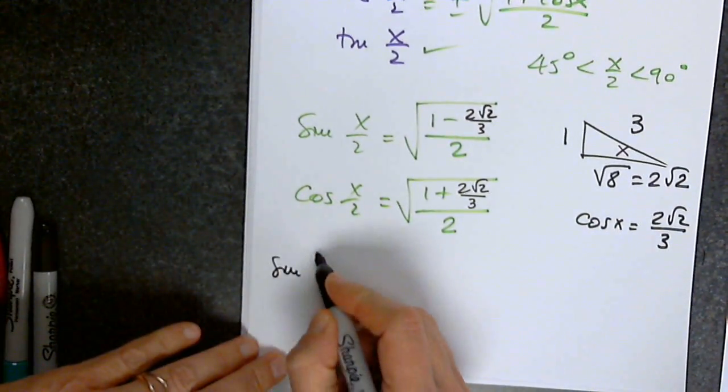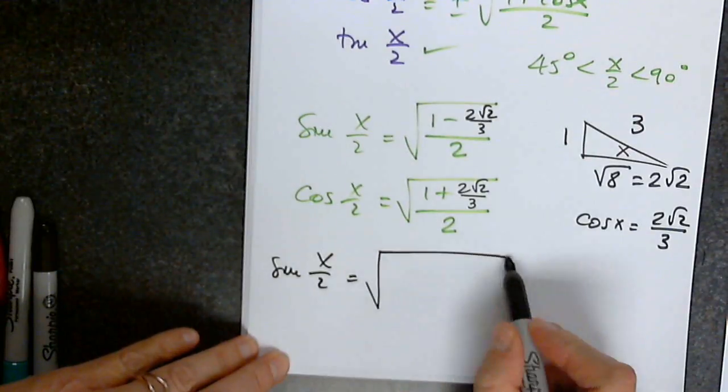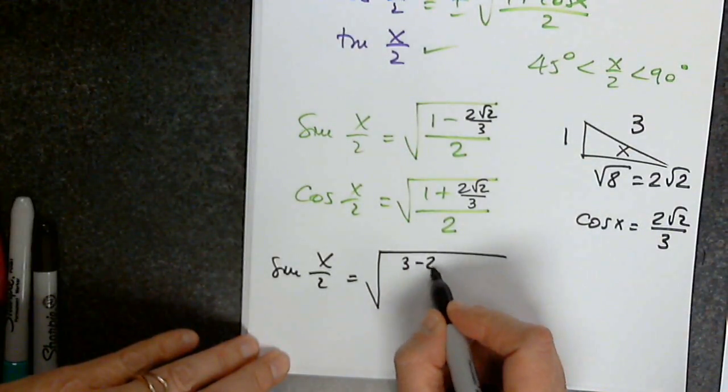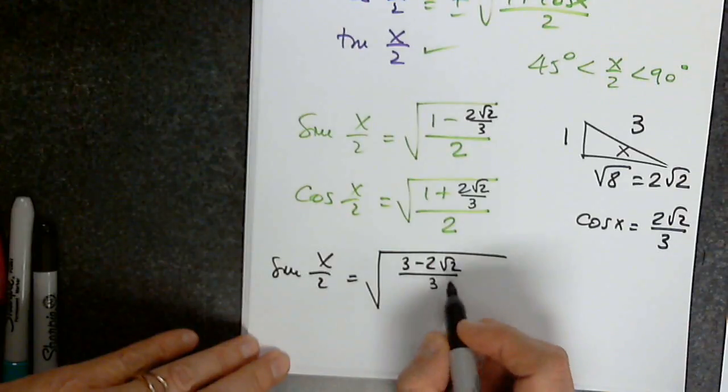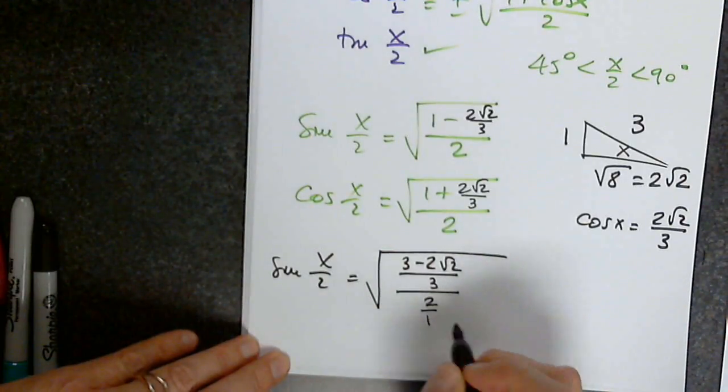So let's simplify sine x over 2. So this is 3 minus 2 the square root of 2 over 3, everything over 2 over 1.